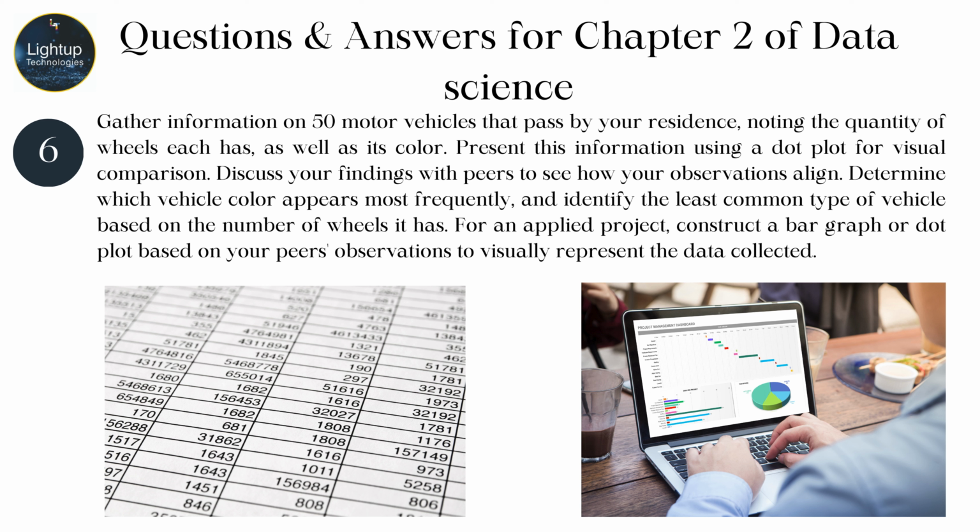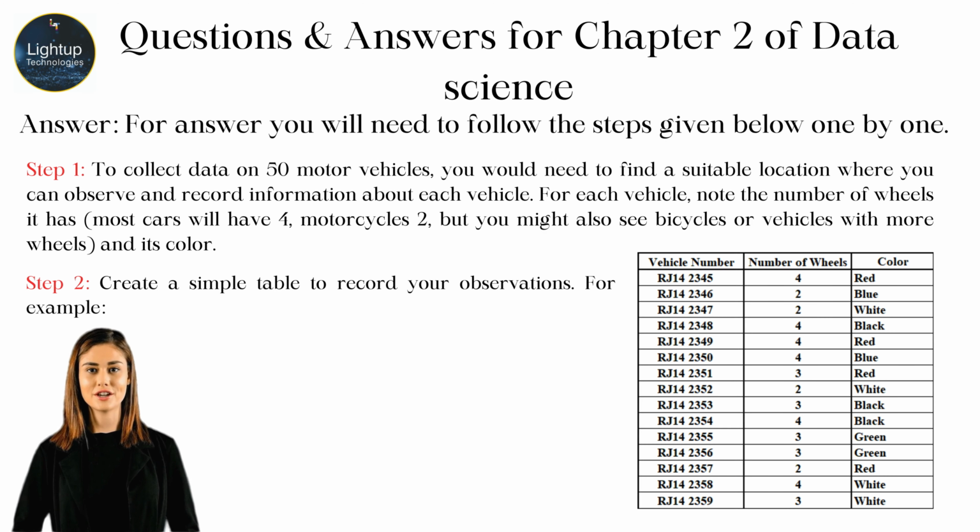Determine which vehicle color appears most frequently, and identify the least common type of vehicle based on the number of wheels it has. For an applied project, construct a bar graph or dot plot based on your peers' observations to visually represent the data collected. For the answer, you will need to follow the steps given below one by one.